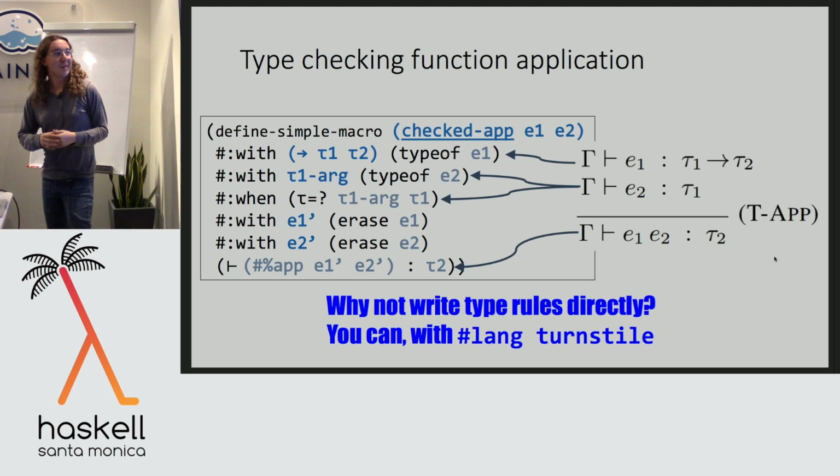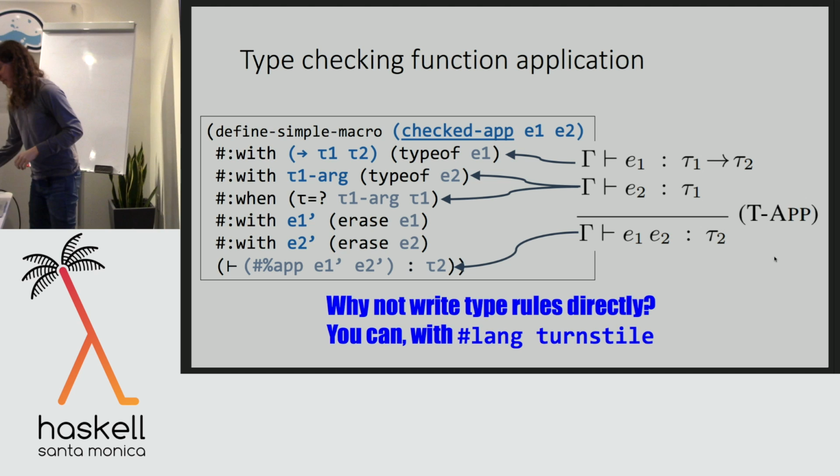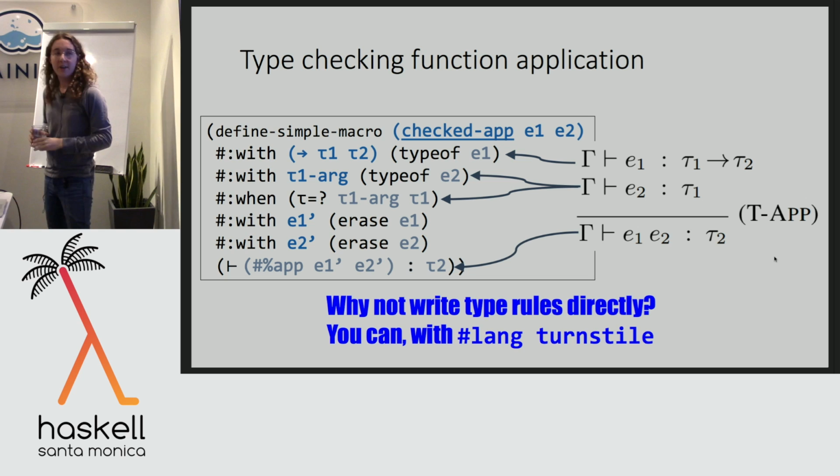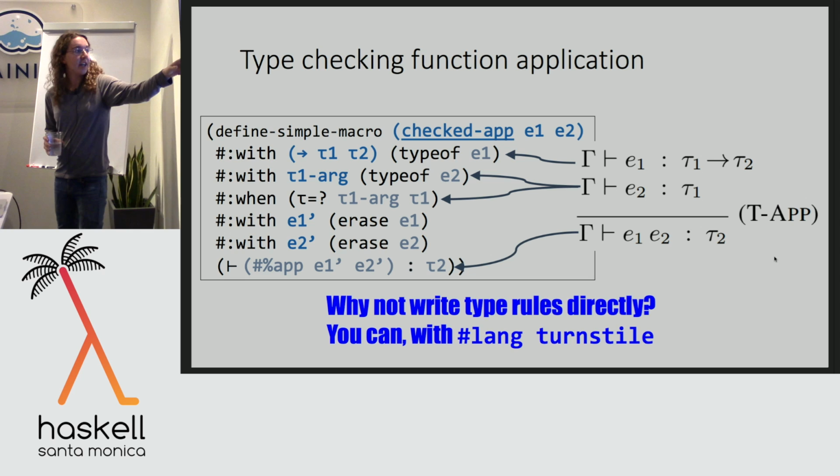So the question is, how do we translate this into macro rules? And again, if you're not familiar with Racket Scheme syntax, it's not too bad. The basic idea is we're going to take the first argument and type check it. We're going to pattern match on the type of that argument and say that it's a function type from T1 to T2. Then we're going to get the type of the second argument, and then we're going to check that these two things are equal.